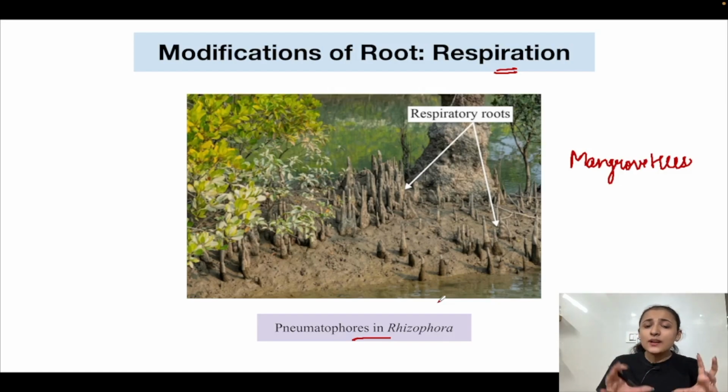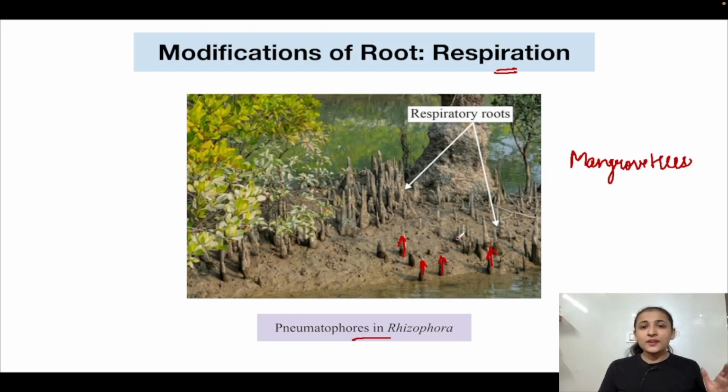So how does this plant survive? In these plants, the roots have modified themselves. They have taken charge themselves, come out of the soil, and are growing upwards now. So these roots are the respiratory roots. See, these roots are growing upwards. They have come out of the soil. Now they are growing upwards because they just want to breathe.